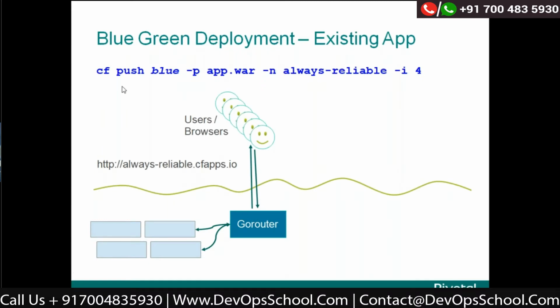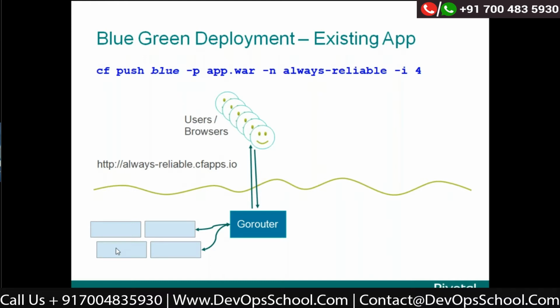Just take an example. I'm pushing an app. Let's assume that the app name is blue, just for an example. -p app.jar and -n, you can give your own route name. The route name which I'm giving is "always reliable", as a host name. -i 4, 4 instances will be created. See, these are the 4 instances.